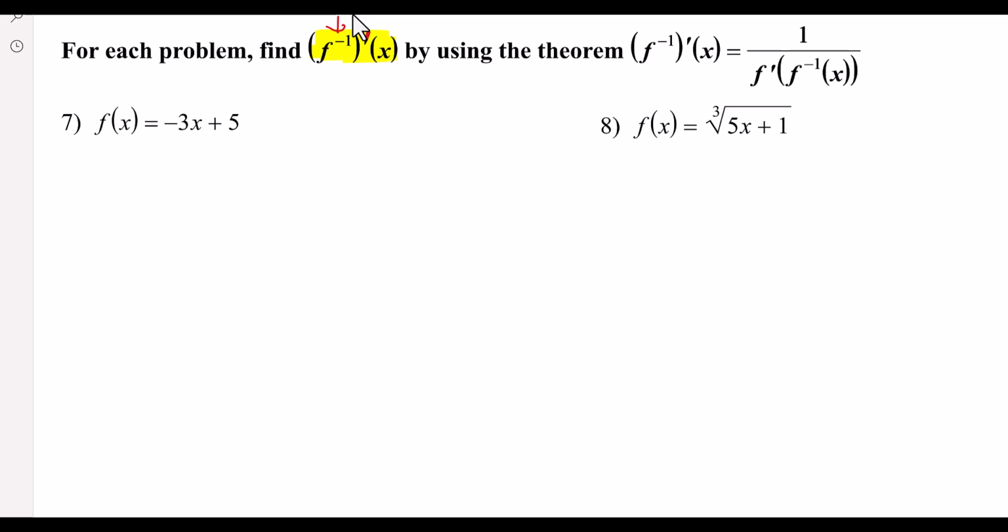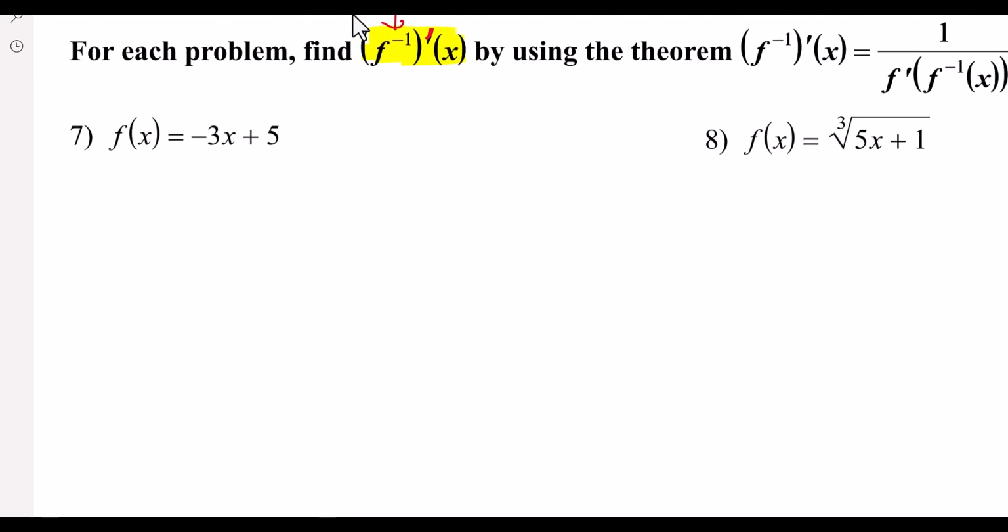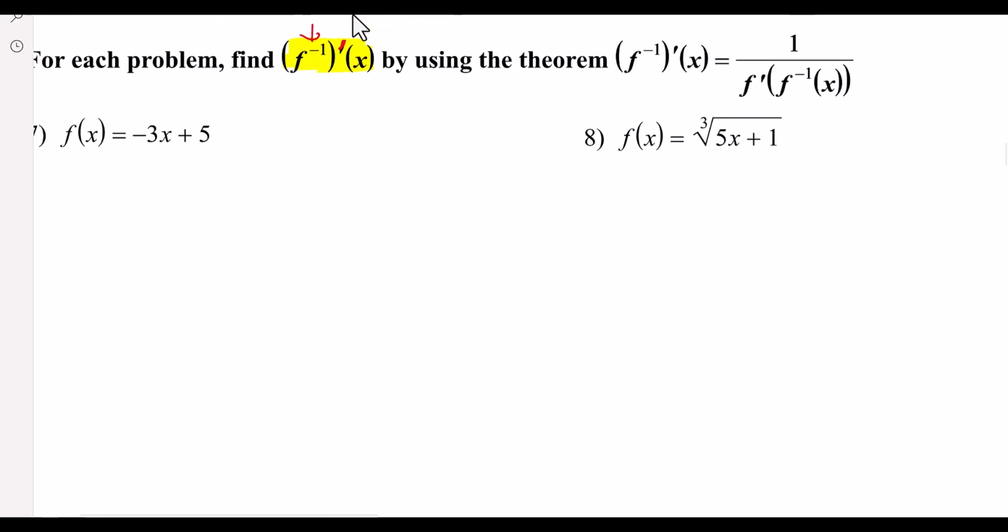So this is saying find the derivative of the inverse function. So remember the steps to finding the inverse function. And by the way, there are different methods to do this. We are going to use the theorem method. So first thing we're going to do is find the inverse of this f of x. You would change this to y and then swap the x's and the y's. So the x would go here, then you'd have negative 3y plus 5, and then solve for y.